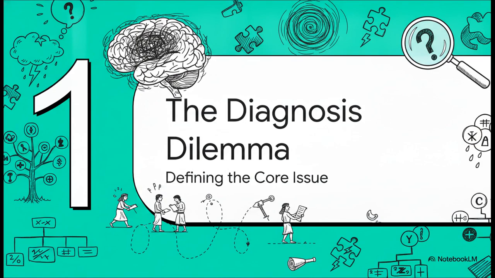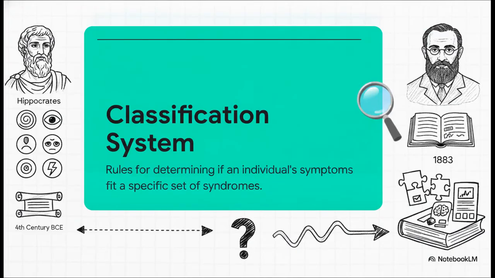Section 1. The Diagnosis Dilemma, Defining the Core Issue. You know, this isn't a new problem at all. Fundamentally, a classification system is just a set of syndromes and the rules for identifying them. And we've been trying to do this since the 4th century BCE. That's when Hippocrates divided all mental disorders into just 4 categories: mania, melancholia, paranoia, and epilepsy. It wasn't actually until 1883 that Emil Kraepelin published the very first modern classification system, which really laid the groundwork for the incredibly detailed manuals we use today.